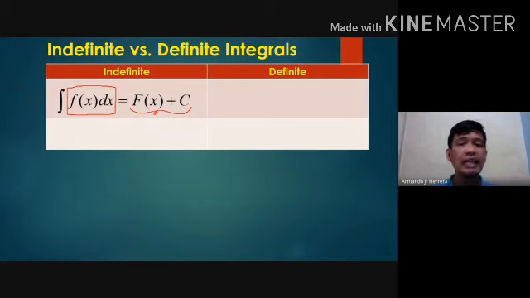So bakit tayo laging nagkakaroon ng plus c? Kasi nga, ang derivative ng constant ay laging 0. So, hindi natin alam. So, since indefinite siya, hindi natin alam kung anong constant ang tinutukoy pagka ni-reverse natin yung process. Kasi nga, pag kinuha natin ang derivative ni x squared plus 3 and ni x squared minus 7, parehas lamang siyang 2x.